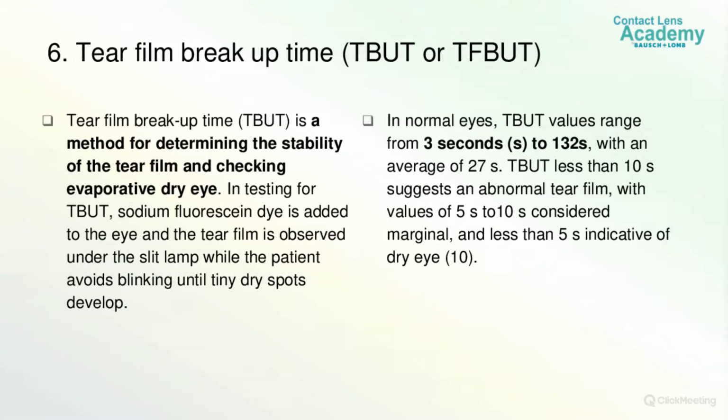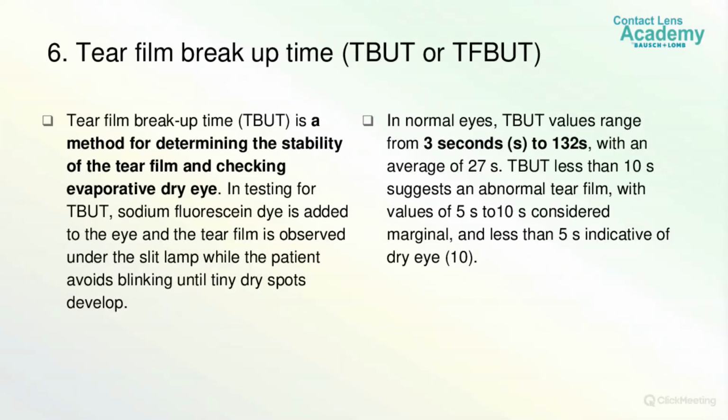Tear film breakup time. You could see in some papers it called TBUT or TFBUT, and tear film breakup time is a method for determining the stability of the tear film and checking evaporative dry eye. In testing for TBUT, a sodium fluorescein dye is added to the eye and the tear film is observed under the slit lamp while the patient avoids blinking until tiny dry spots develop.